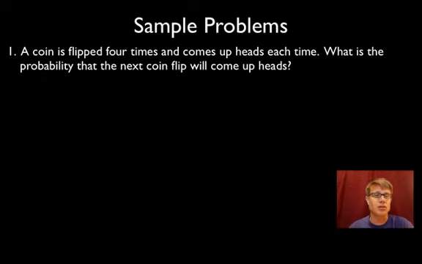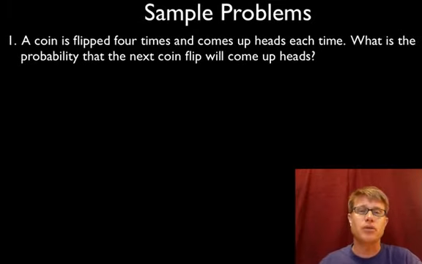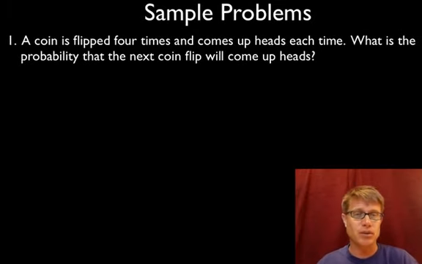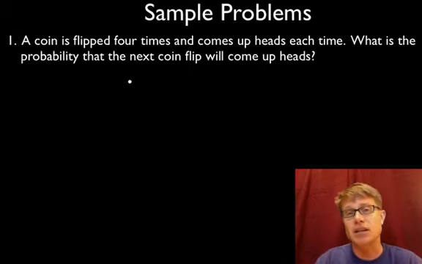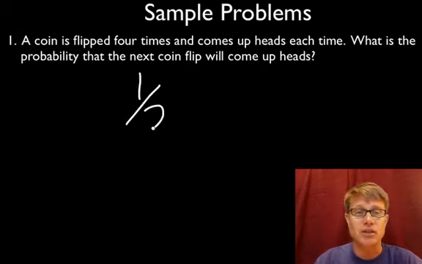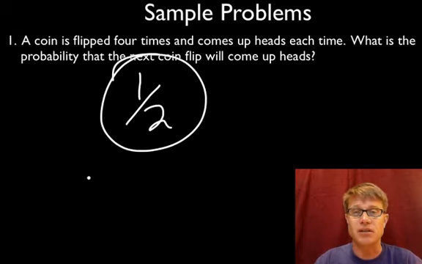All right, so let me go through these. Question 1. A coin is flipped 4 times, comes up heads each time. What is the probability that the next coin flip will come up heads? Well, everything that's happened in the past can't influence anything that's going to come in the future, and so it's a 1/2 probability that you'll get heads.